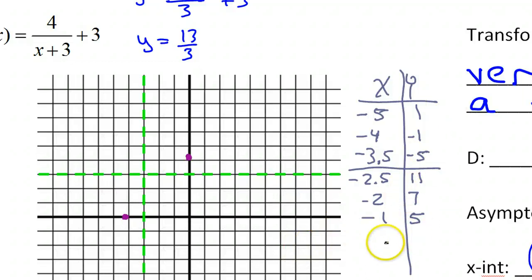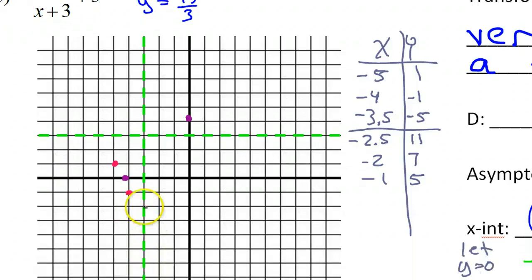So we have these values. Now let's go ahead and graph these and see what we have. So negative 5, comma 1. So this is negative 3, negative 4, negative 5 is at 1. Negative 4 is at negative 1. Okay, and then we have negative 3.5, which is right here, is at negative 5. So I might have to scroll down. So 1, 2, 3, 4, 5.